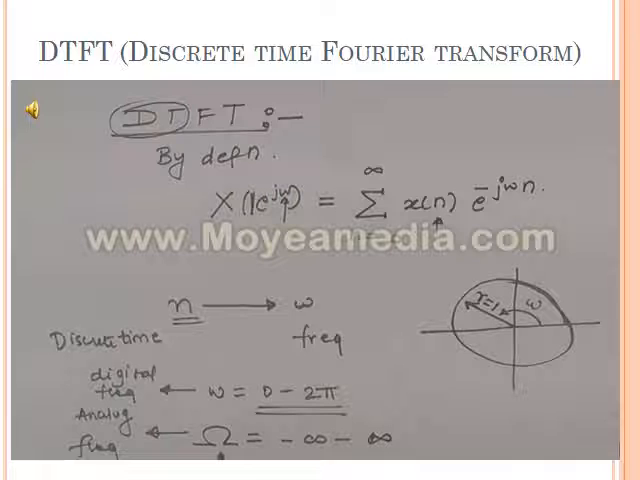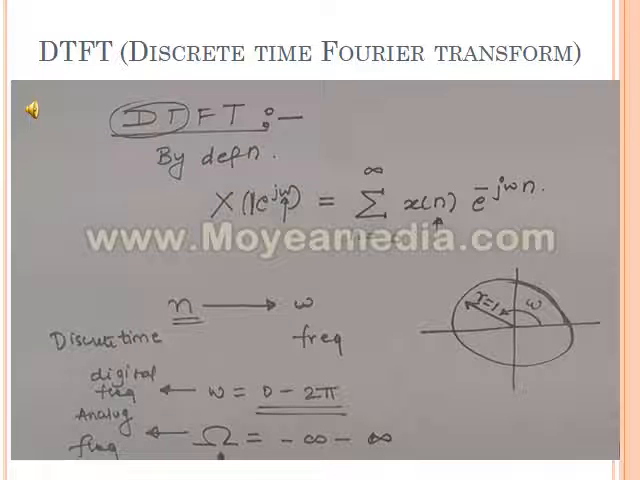Now, we also write this as X of omega, but here it is written as X of e raised to the power j omega. Actually, it should be r e raised to the power j omega. Now, in this case, r is 1, magnitude is 1, so we are writing it X of e raised to the power j omega. We can also write it as X of omega, that is equal to summation n equal to 0 to infinity x[n] e raised to the power minus j omega n. So basically DTFT is transforming the signal from time domain to frequency domain.